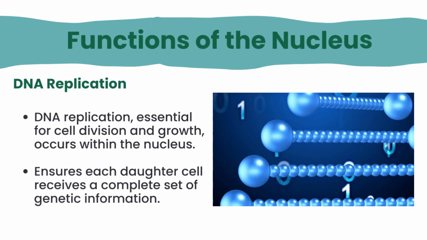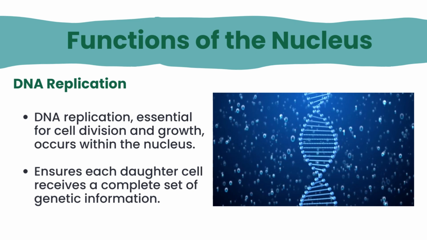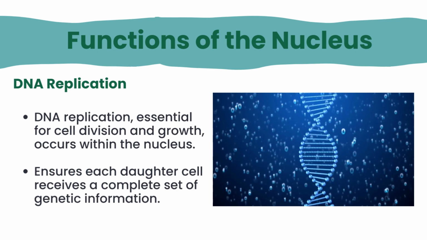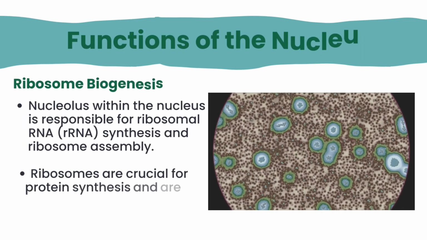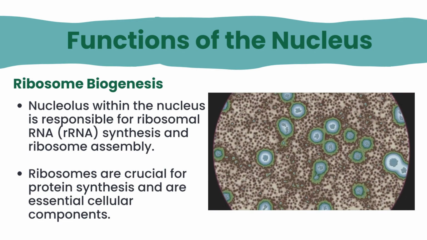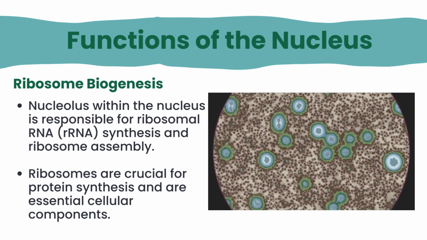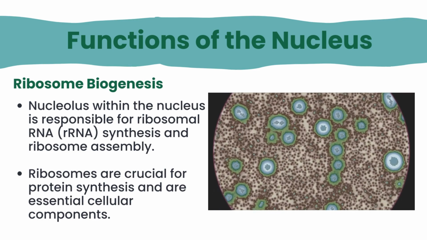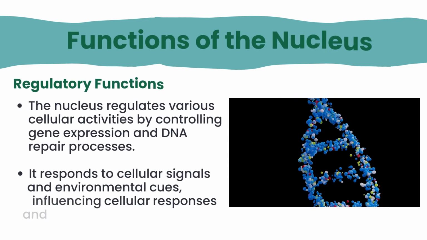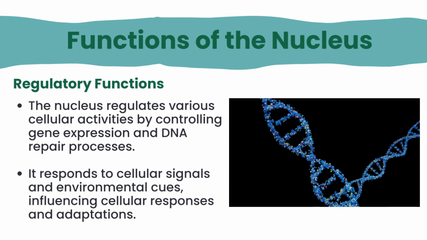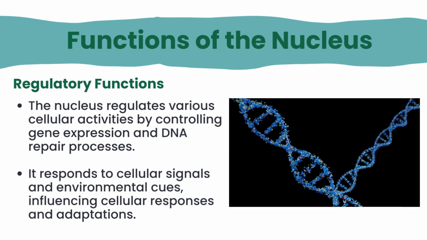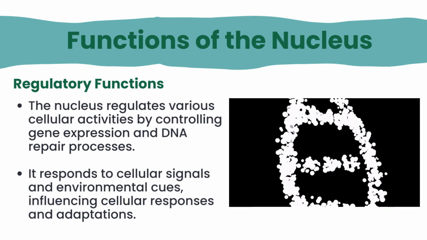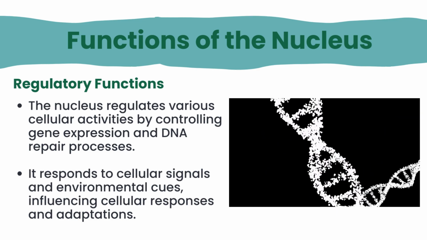DNA replication is essential for cell division and growth, occurs within the nucleus, and ensures each daughter cell receives a complete set of genetic information. Nucleolus, within the nucleus, is responsible for ribosomal RNA synthesis and ribosome assembly, and these are crucial for protein synthesis and are essential cellular components. The nucleus regulates various cellular activities by controlling gene expression and DNA repair processes, and it responds to cellular signals and environmental cues, influencing cellular responses and adaptations.